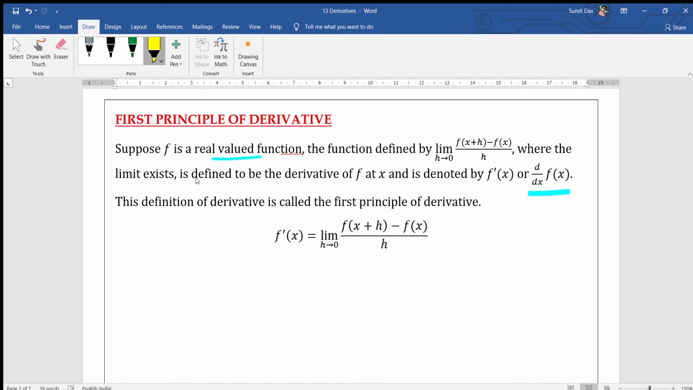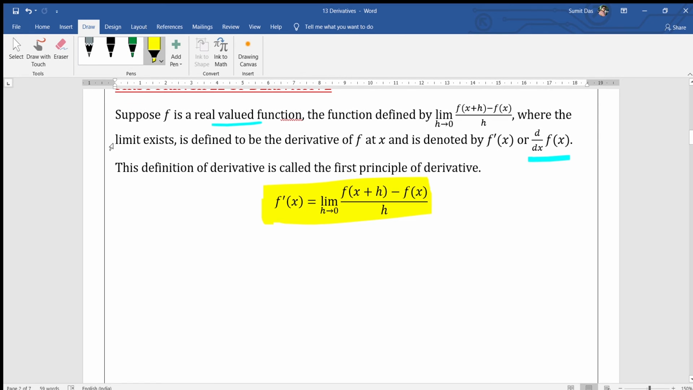This formula is a very important formula. So the derivative of f at x is denoted by this. This formula is extremely important. This is called the first principle of derivative. Okay. So let's do some questions, then you will understand. You will understand when you do some questions. So I'm starting from a very important question.